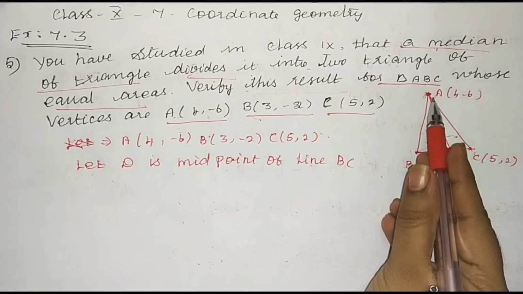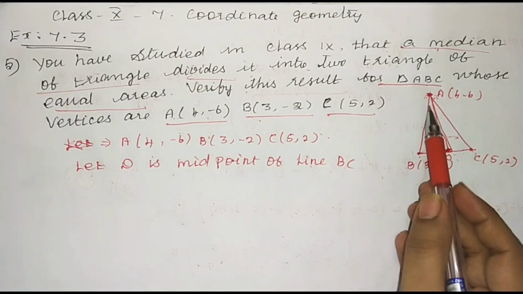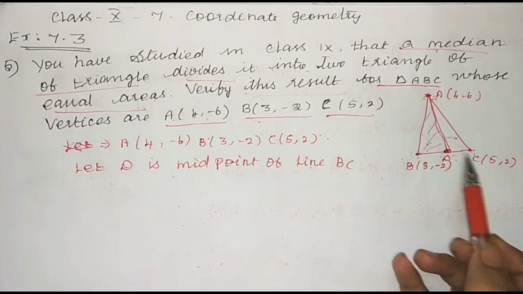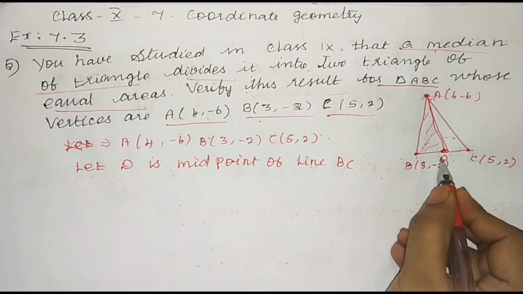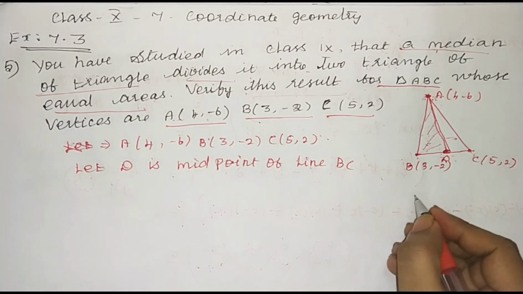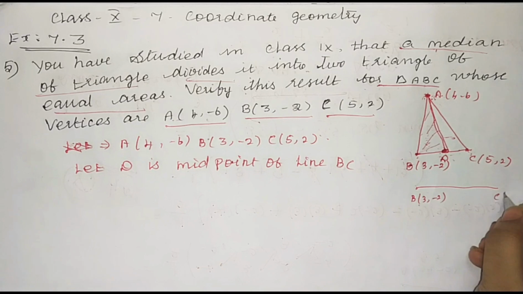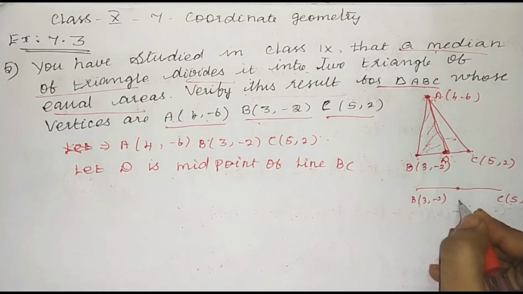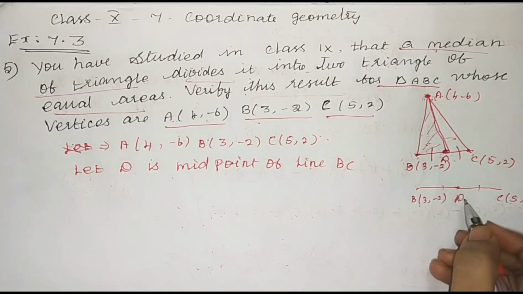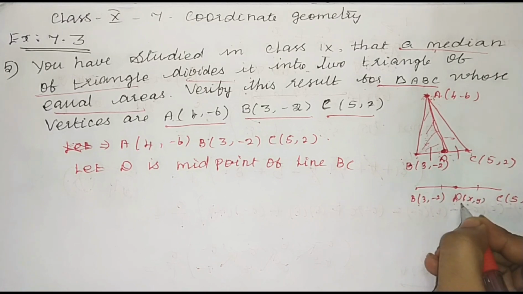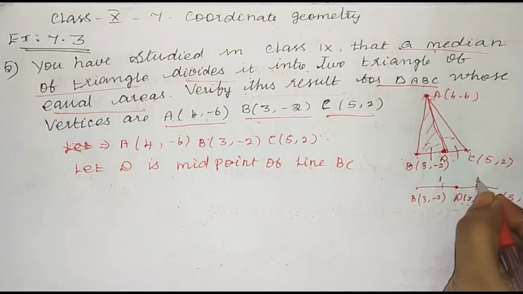Now you get two triangles. One triangle is ABD, another triangle is ADC. To find the area of a triangle, you need three coordinate points. A and B you know, but how do we find D? Here, to find D, we have to use the section formula. One point is B 3 comma minus 2, another point is C 5 comma 2, and D is the midpoint, as I told. Then BD and DC are equal. To find the coordinates of D we use the section formula, and for a midpoint the ratio is 1:1.